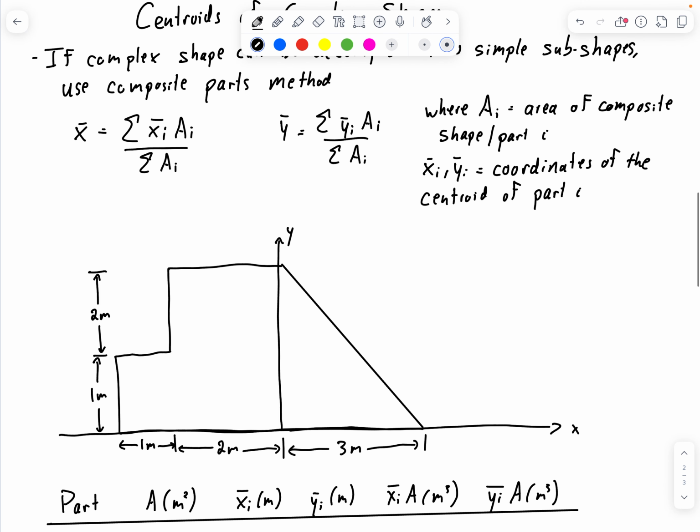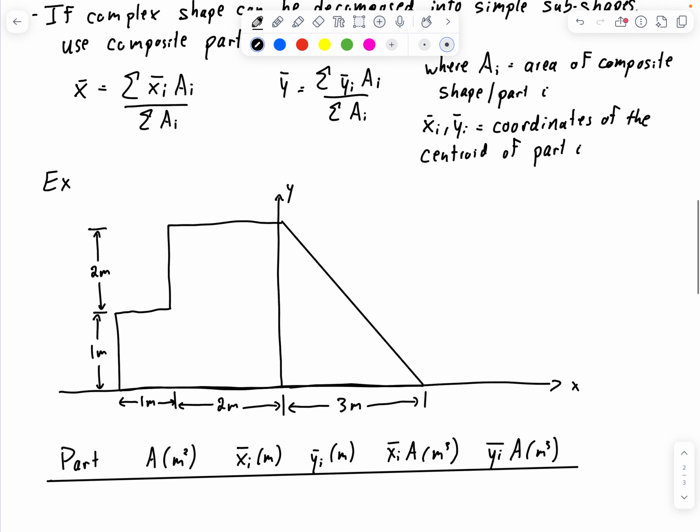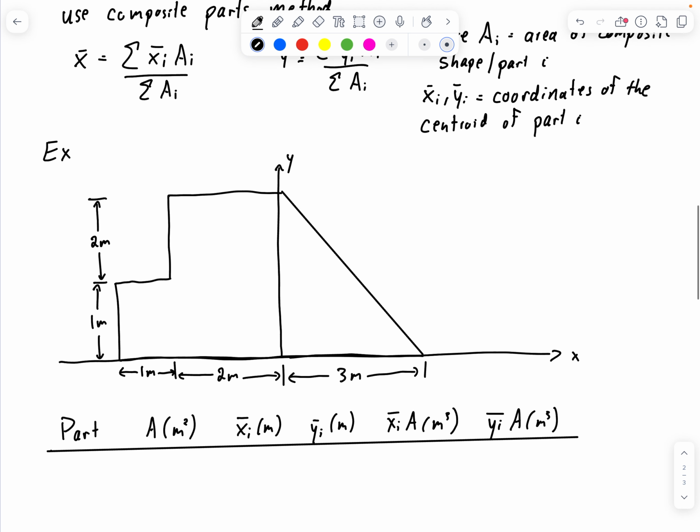So I've drawn an example here. This is our example that we're going to look at. Here we have a rather complex shape, which has a sloped right side and then sort of a notch taken out on the left. We can break this up into three subshapes or three parts, and then find the centroid of each of those.